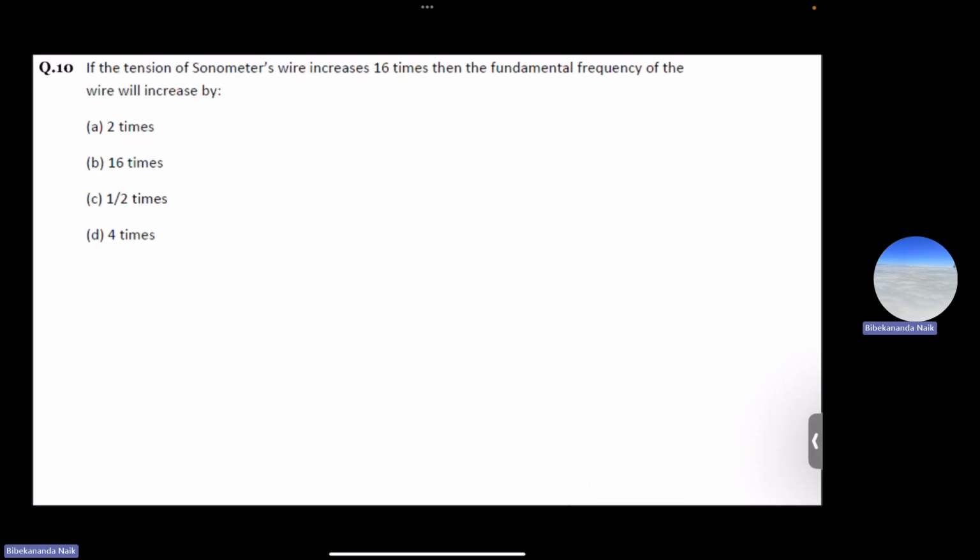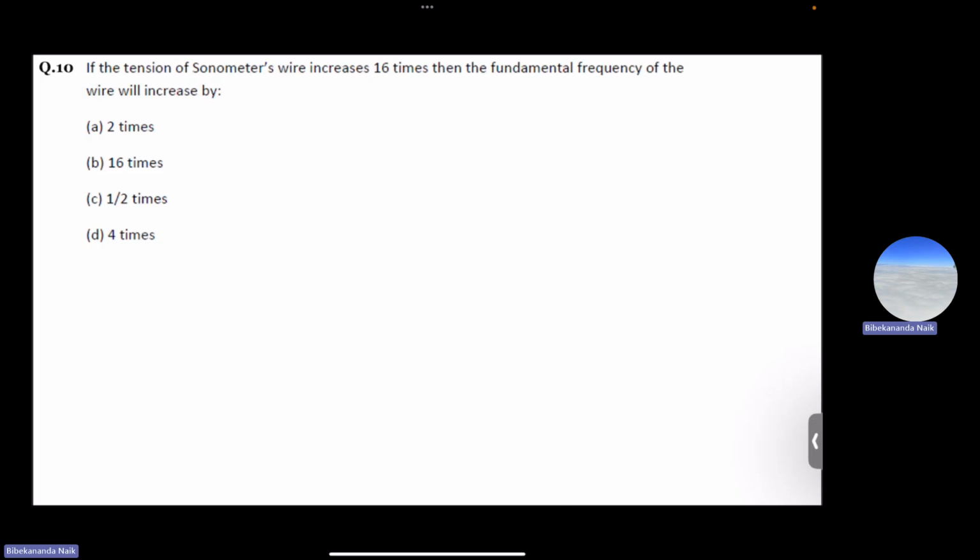Now I will move to the last question, that is question number 10. Question number 10 says, if the tension of sonometer's wire increases 16 times, then the fundamental frequency of the wire will increase by, options are option A 2 times, option B 16 times, option C 1 by 2 times, and option D 4 times.